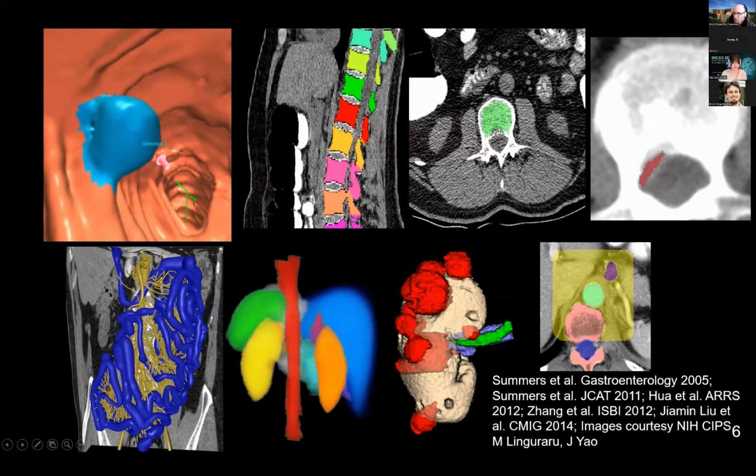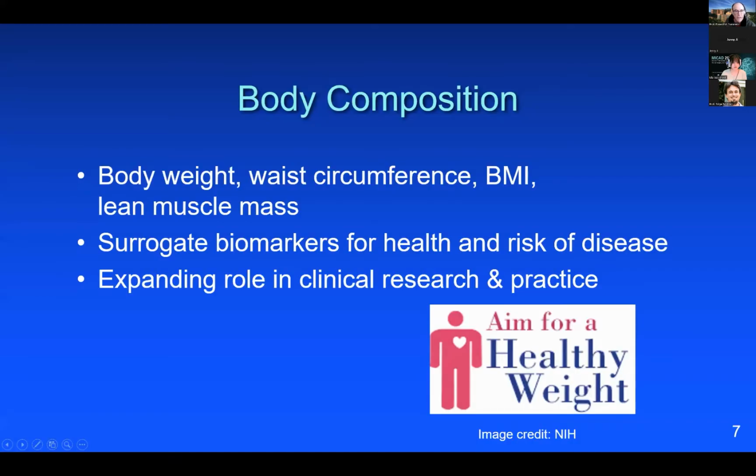Small bowel is shown in this blue coronal image. These are major organ segmentations, such as liver, spleen, kidneys, aorta, and adrenal glands. This is a kidney with multiple tumors, and this is an abnormal lymph node in the abdomen in a cancer patient. So there are many different possibilities for machine learning in radiology.